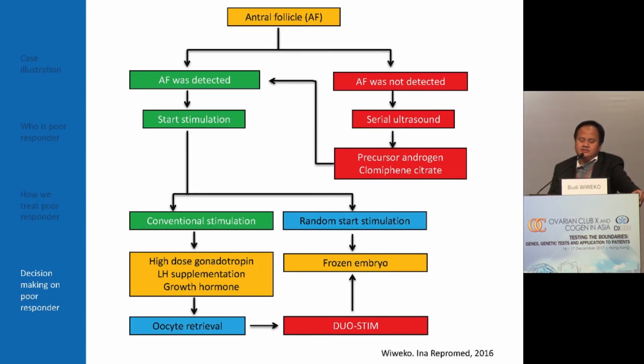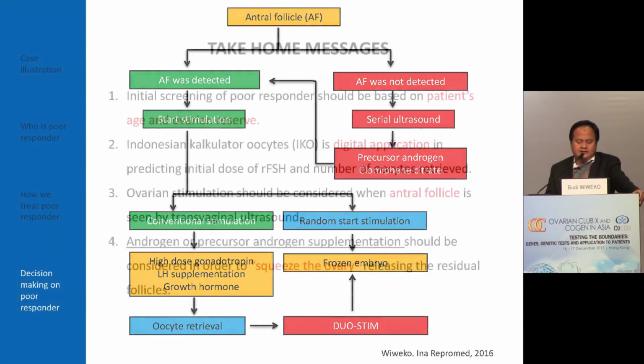The problem is if the antral follicle count is not detected, it is very difficult. So serial ultrasound is quite important, and also precursor androgen or androgen supplementation, or even clomiphene citrate, may be useful. And then if the antral follicle count is detected, we can continue to start stimulation conventionally.